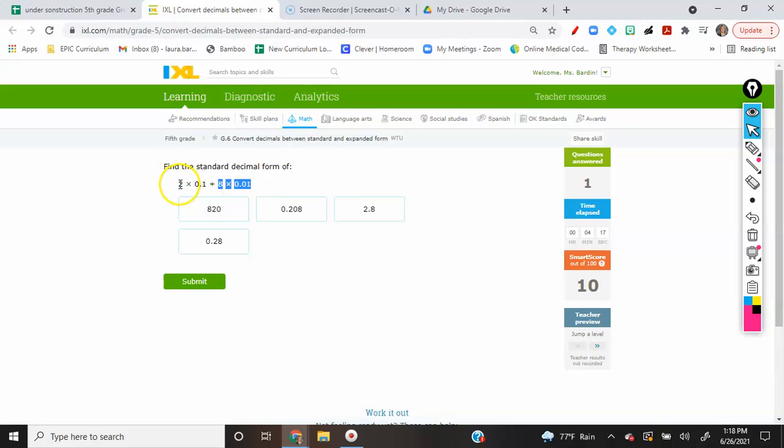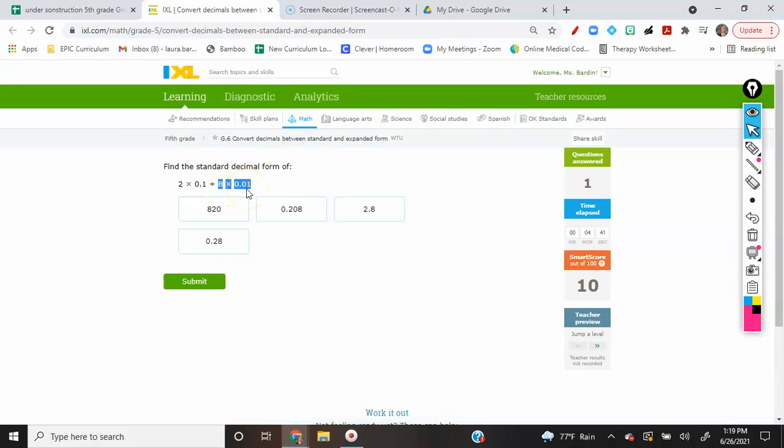So are you ready? 2 times 0.1. 2 times 1, add one place value, 2/10 or 0.2. Nice job. So which of these has a 0.2? Ooh, that one has a 0.2. Okay, are you ready? Let's add that two.